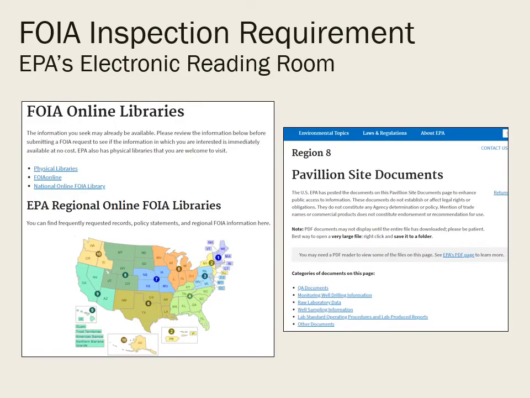So here is a screenshot of the EPA's electronic reading room. They break that down into different regional libraries. You'll see that for Region 8, the EPA has published various documents related to Pavilion, Wyoming. They did an investigation on groundwater contamination from fracking operations. And so many people actually submitted FOIA requests on that topic about Pavilion that the EPA made a lot of that information available in its reading room.